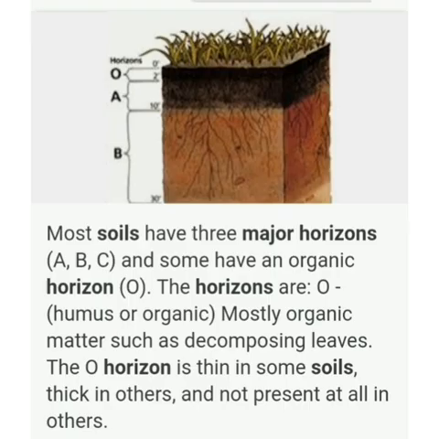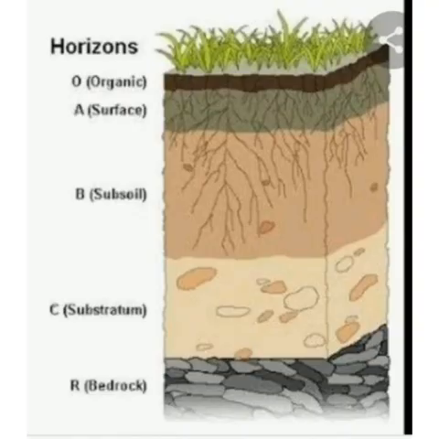Mostly, soil has three major horizons, A, B, C, and some have an organic horizon, that is O. O is made up of humus or organic matter. The main horizons of the soil are horizon A, horizon B, horizon C. Horizon A is the uppermost layer of soil. It is also called topsoil. This soil is made up of sand, silt and clay. Many kinds of soil organisms are present in this layer.